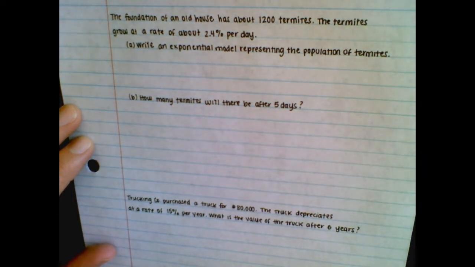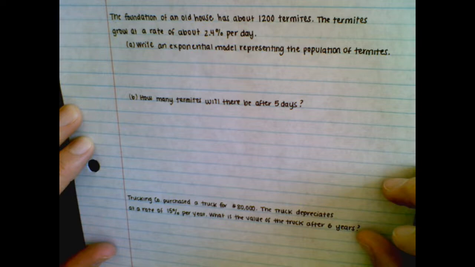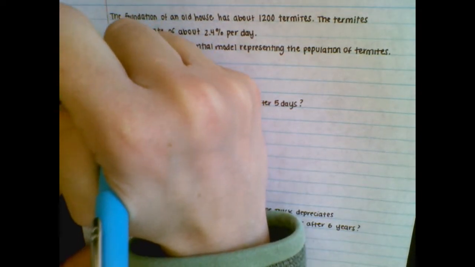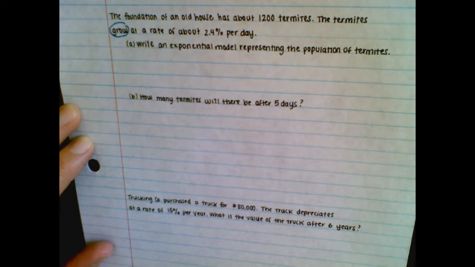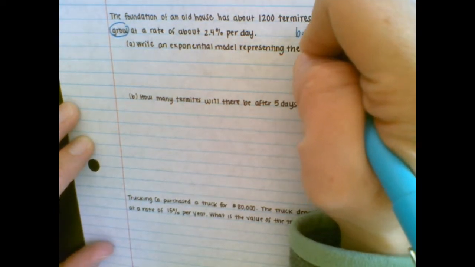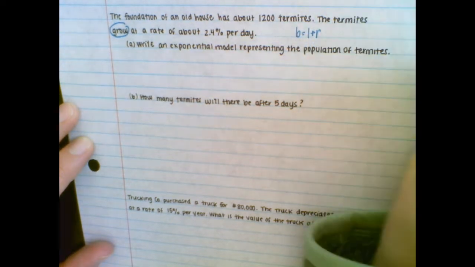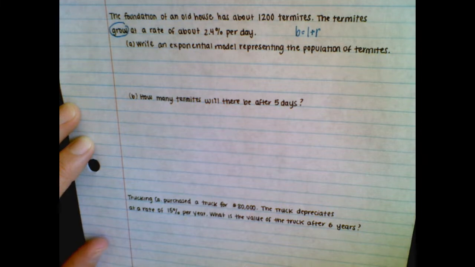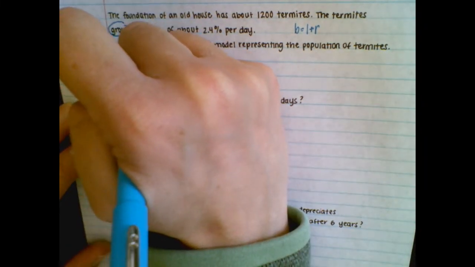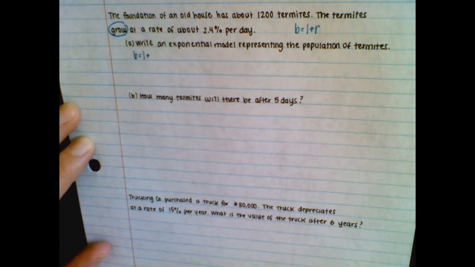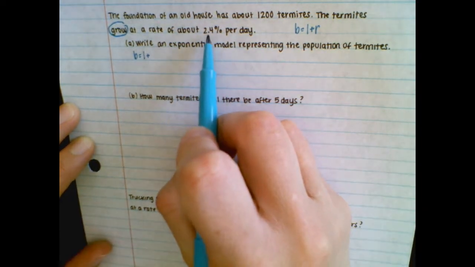So first thing we want to know is, is this a growth function or a decay function? It's telling us right in the problem that we are growing, so this is a growth problem. That means that when we go to write our b, we need to take our 1 and add our rate. So that's the first thing I'm going to figure out: what is b? I know it's a growth, so I'm going to be adding 1 to something, and our rate is 2.4%.